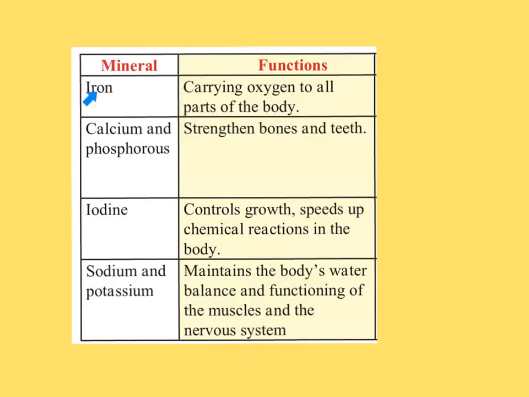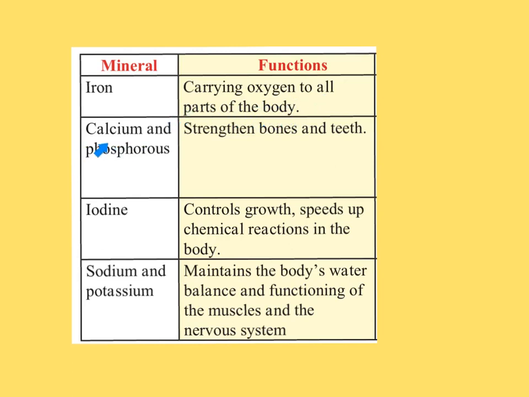So, in our earlier classes, we have seen what the functions of minerals are. Let us recap. The different minerals are iron, calcium and phosphorus, iodine, sodium and potassium. Let us see the function of iron in our body. Function is उसका क्या काम है हमारे body में. So the function of iron is carrying oxygen to all parts of the body.